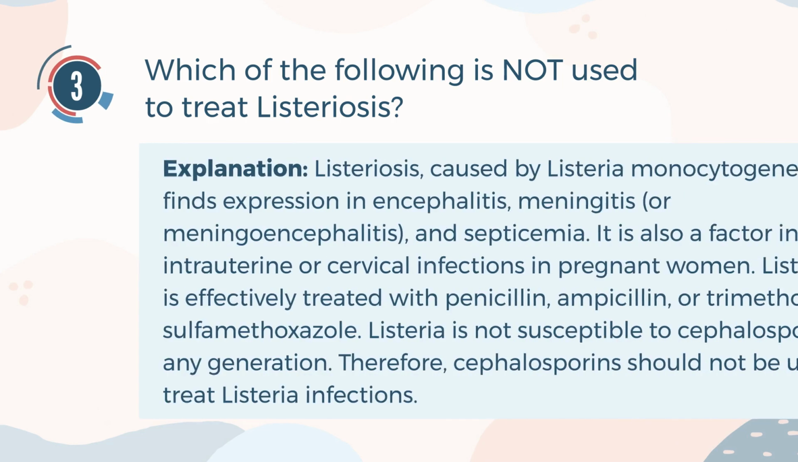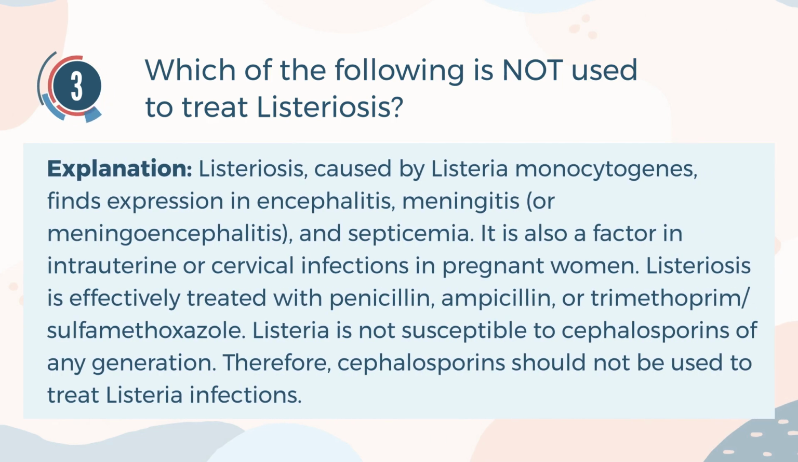Cephalosporins. Explanation. Listeriasis, caused by Listeria monocytogenes, finds expression in encephalitis, meningitis, or meningoencephalitis, and septicemia. It is also a factor in intrauterine or cervical infections in pregnant women. Listeriasis is effectively treated with penicillin, ampicillin, or trimethoprim sulfamethoxazole. Listeria is not susceptible to cephalosporins of any generation. Therefore, cephalosporins should not be used to treat Listeria infections.